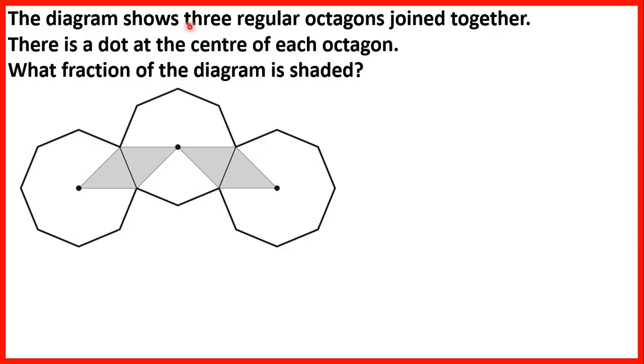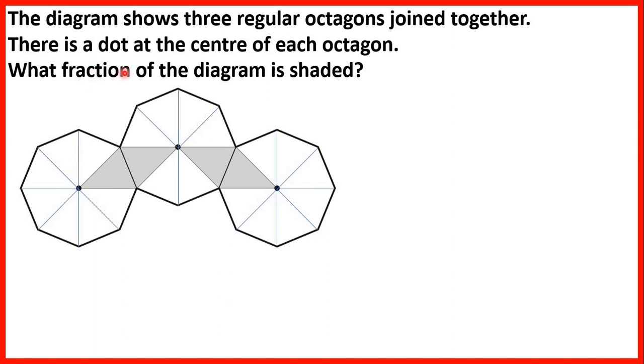The diagram shows three regular octagons joined together. There is a dot at the centre of each octagon. What fraction of the diagram is shaded? So we know that it's a regular octagon, which means that the sides will be the same length. So what we can do to make it easier is to split each octagon into 8 equal pieces.